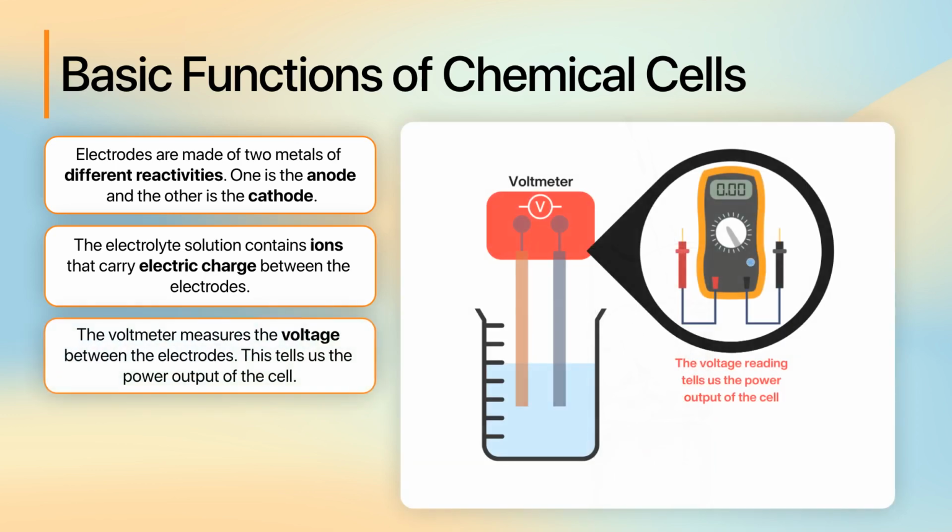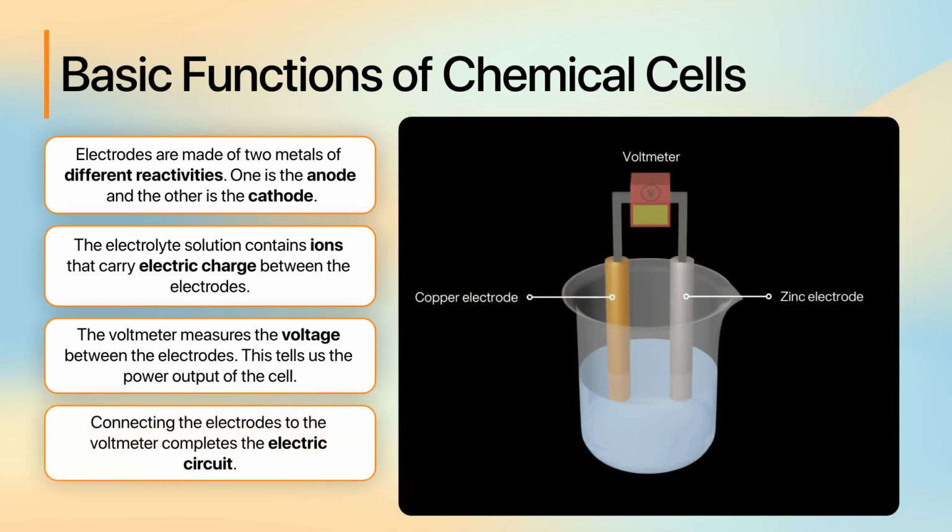The voltmeter is an instrument connected to the electrodes to measure the voltage or electric potential difference between them. This voltage indicates the cell's ability to generate electric current. By reading the voltmeter, we can gauge the cell's power output. Connecting the electrodes to the voltmeter completes the electric circuit, allowing electrons to flow from the anode to the cathode through an external circuit. This flow of electrons is what we harness as electric power.